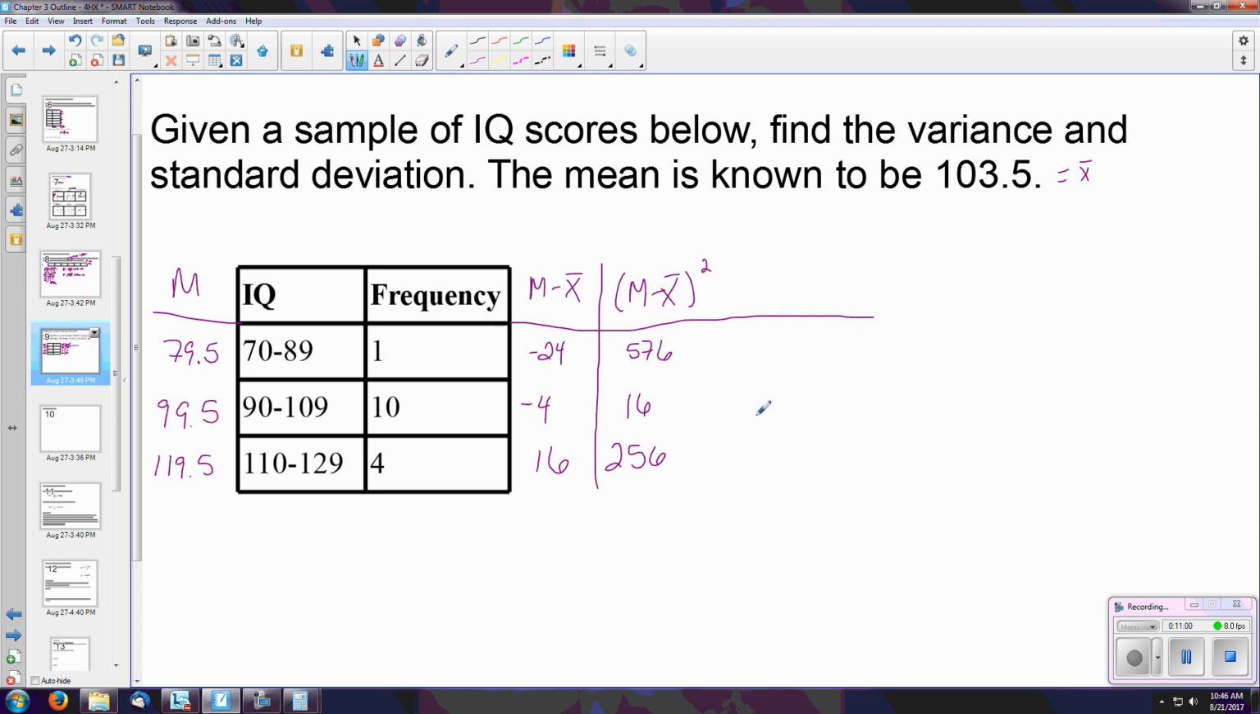Now this is where things derail a little bit. Because we have this as a frequency distribution, each of these squared values must first be multiplied by the respective frequencies to weight them according to how often they occur. So I'm going to have one final column for my frequency times each of those, which gives me 1 times 576 is 576, sorry. We have 10 times 16, 160, and 4 times 256, 1024. At this point, we can go ahead and take the sum of that column to get the numerator of what goes under the square root there. So this adds up to 1,760.